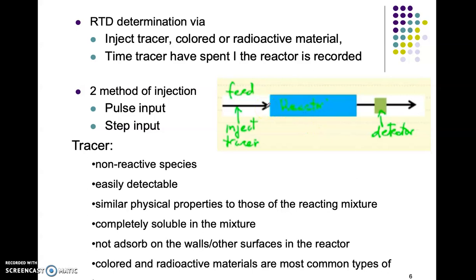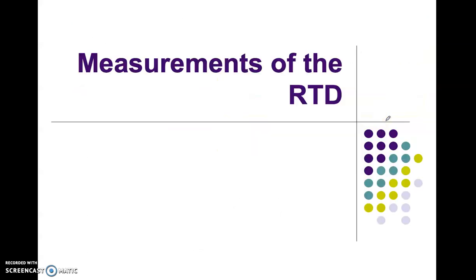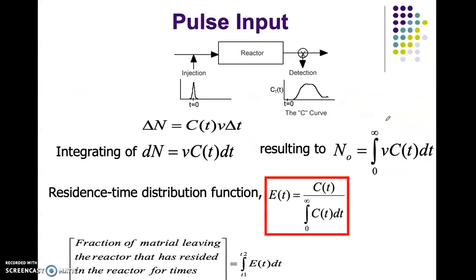So there would be two methods of injection, pulse input and step input. The tracer will be injected at this point in the inlet, and then will be detected at the outlet. There will be a detector, and the detector will give you some results on the concentration of the tracer that has been injected, right? Okay, so that is the measurement of the RTD.